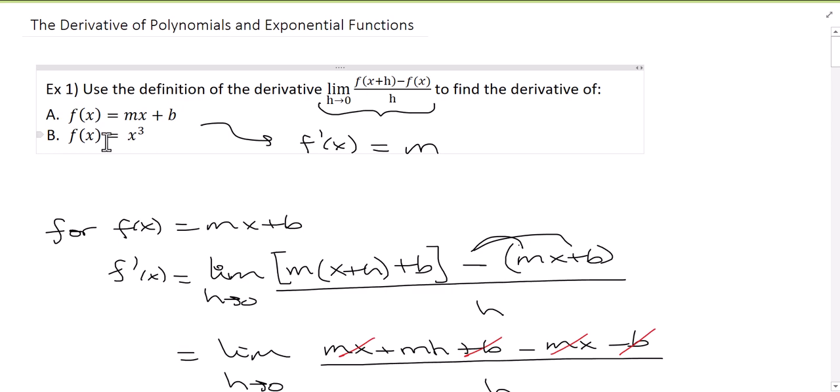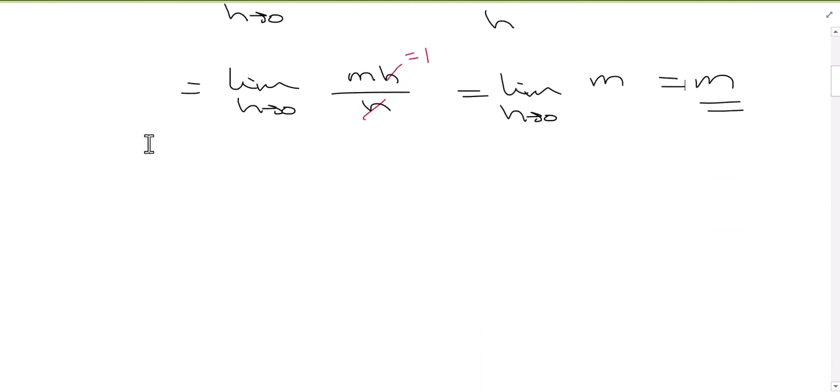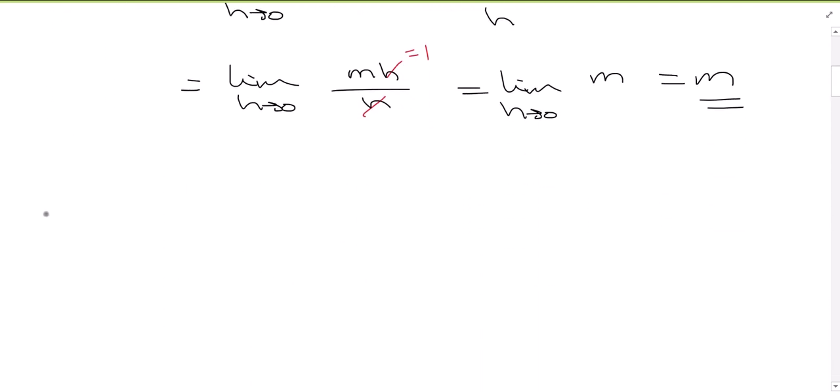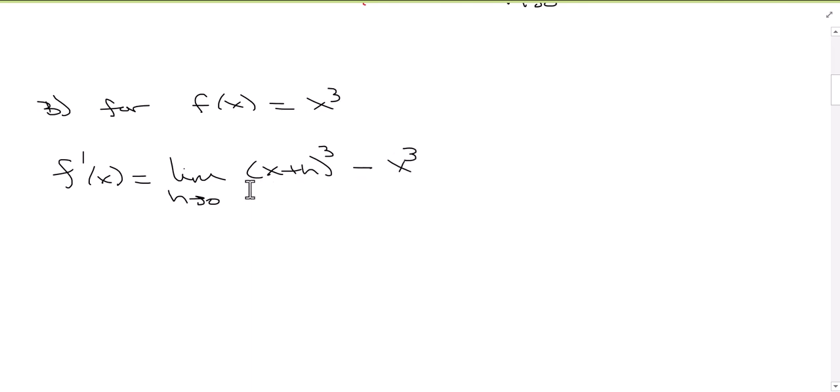Now for part b, f of x is x cubed. Find the derivative of that using the definition. So for part b, for f of x equals x to the third, our derivative using the definition will be the limit as h goes to 0 of f of x plus h. So this will be x plus h cubed minus f of x. So f of x is the original, x to the third, all over h.